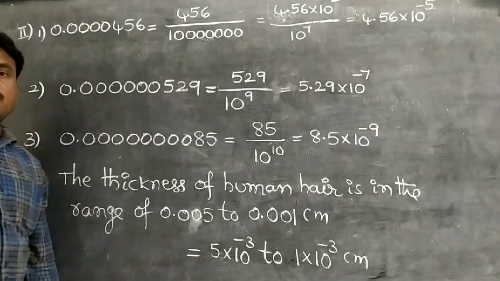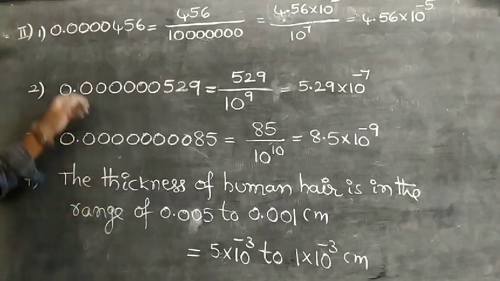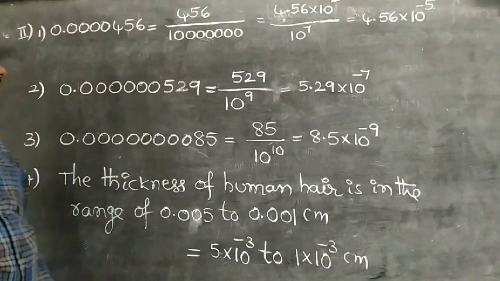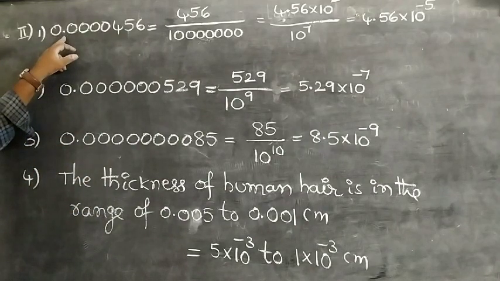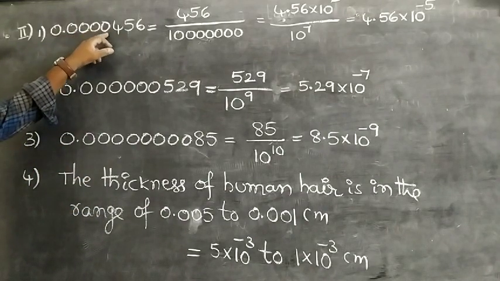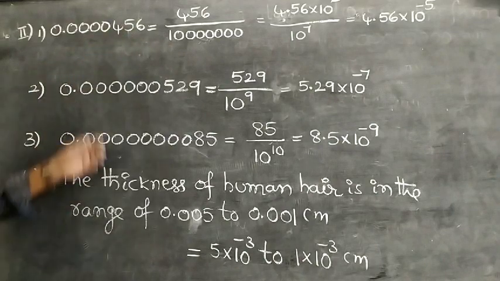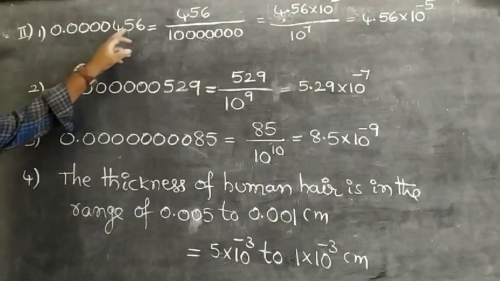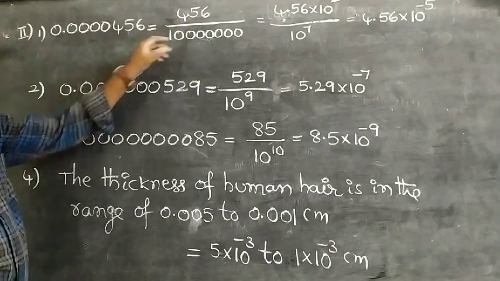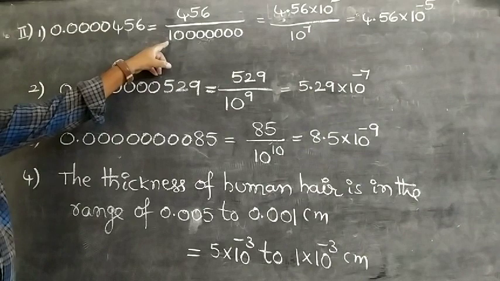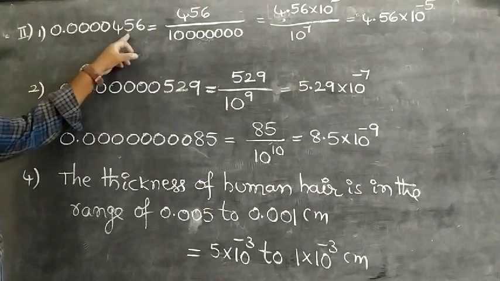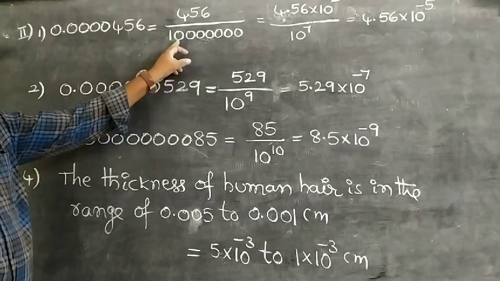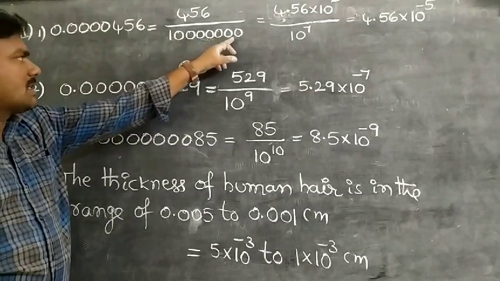Dear students, observe second model. If it is given in decimal numbers, how can I express in scientific form? So first one, 0.0000456 equal to, here decimal numbers are there. First we can express it in numbers. So 456 divided by, the point replaced, we can take 1 after which total 7 digits are there. So that's why we have taken 7 zeros only. 1, 2, 3, 4, 5, 6, 7.